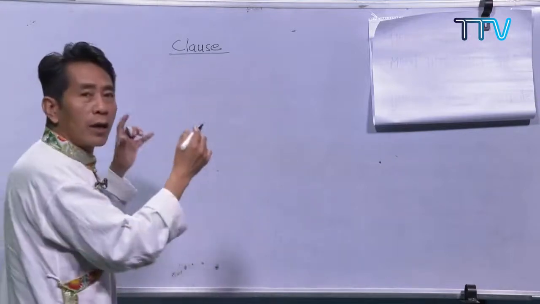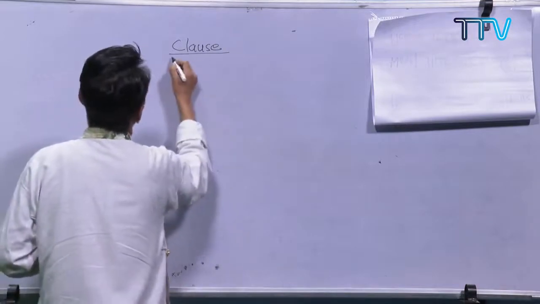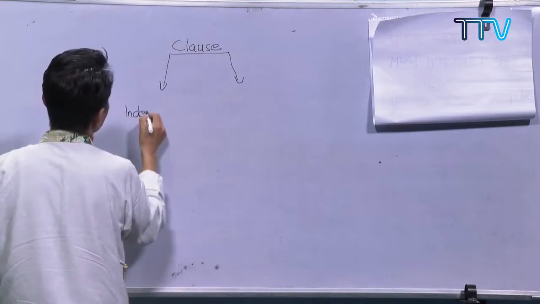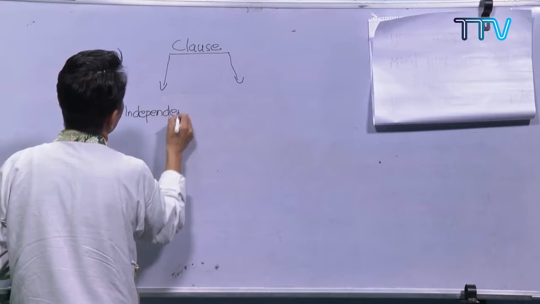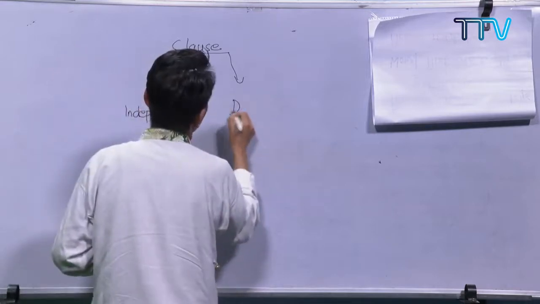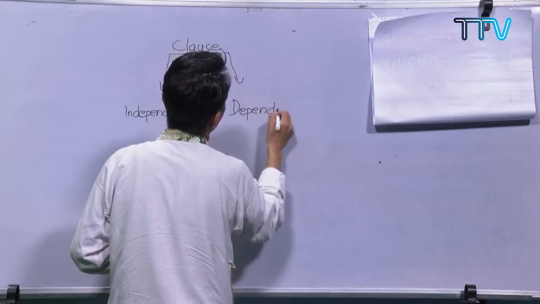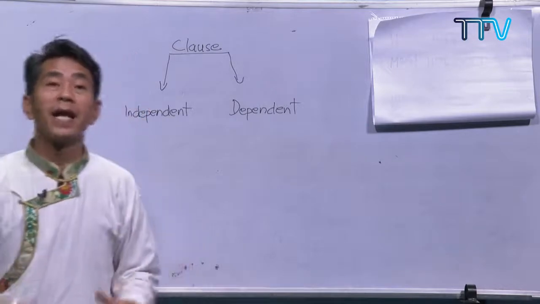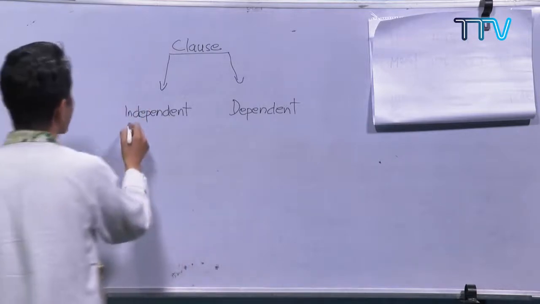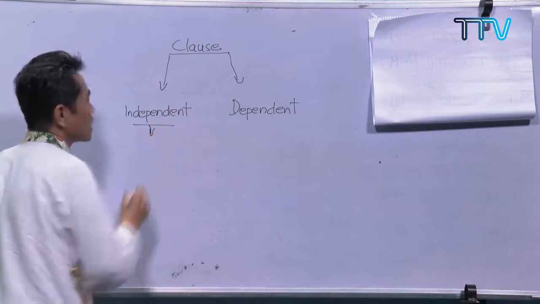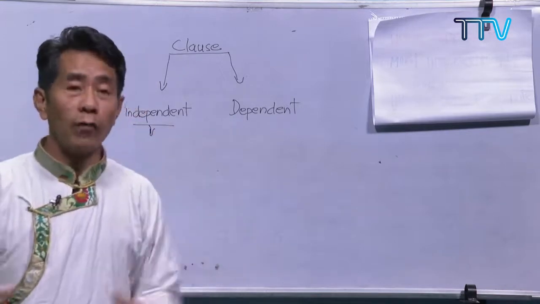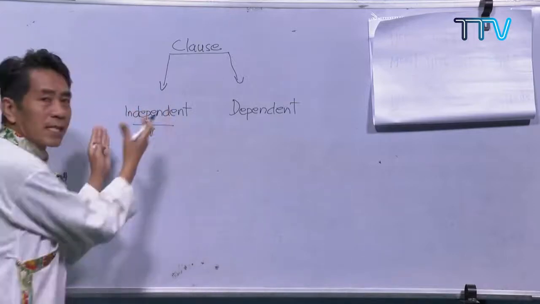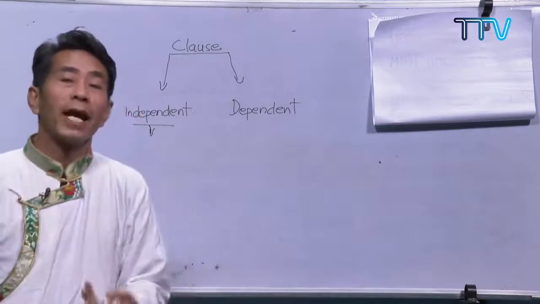So, for example, in the clause we have independent and dependent. A clause can be of two types, independent and dependent. When I say a compound sentence is made up of two independent clauses, look at the word itself: independent means it does not have to depend on anything else.